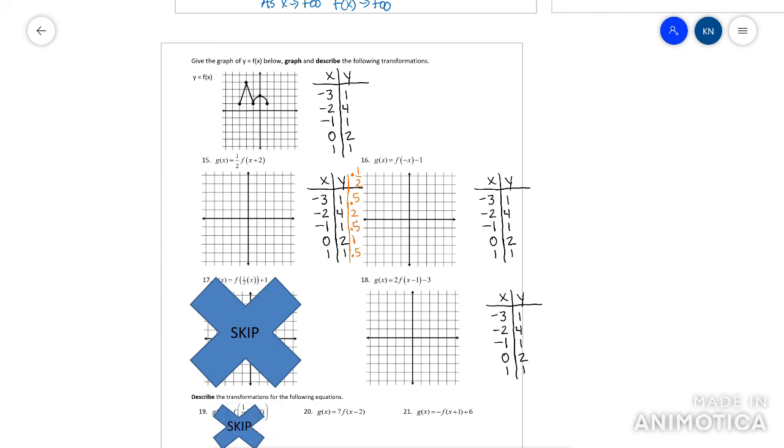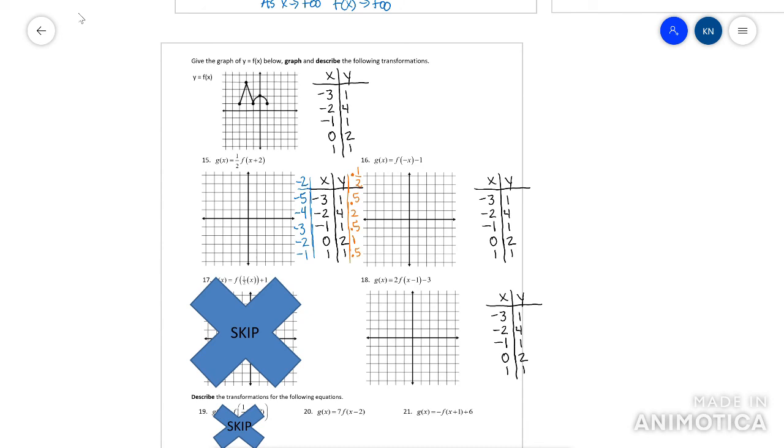Now, the other transformation there is this +2 inside. It's affecting my x value because it's inside. So I'm going to put it over here on the x. And you're going to do the opposite of what it says. So instead of adding 2, I'm going to subtract 2. So I'm subtracting 2 from these x coordinates right here. So now I've got -5, -4, -3, -2, and -1.